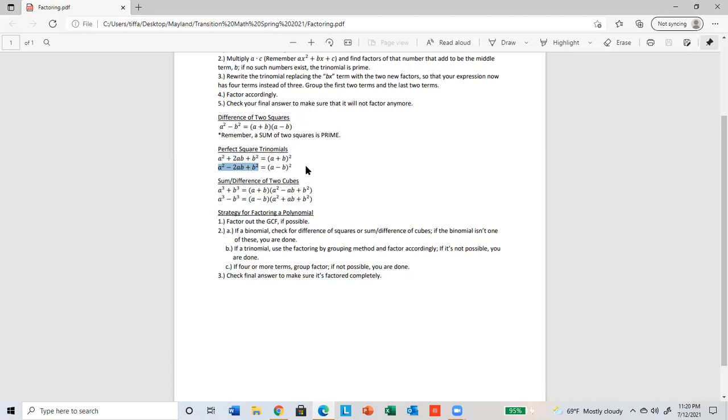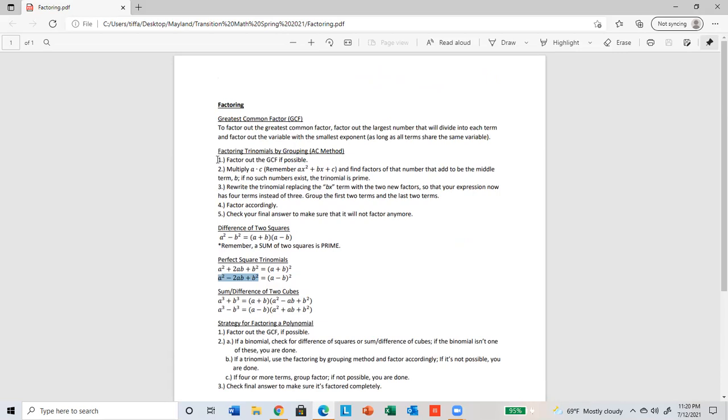So you don't have to go in and test to make sure you've got a square term on the end of the trinomial and a 2ab in the middle. I'm going to show you a different way of doing that. It's actually going to be kind of the same method that we use if you've got four or more terms. If you've got four or more terms, we're going to do factoring by grouping.